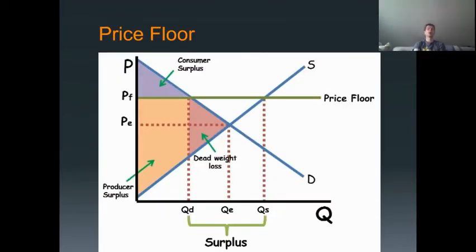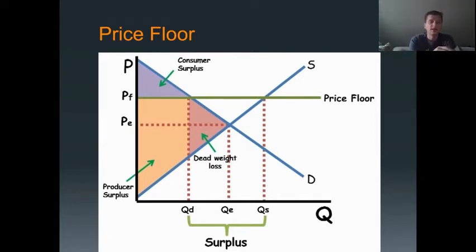Price floor: when this is set, an effective price floor is set above equilibrium, because this is saying that the price cannot go below the price floor. If a price floor is set below equilibrium, market forces will just keep it at the equilibrium price, since that's where the market wants to be anyway.